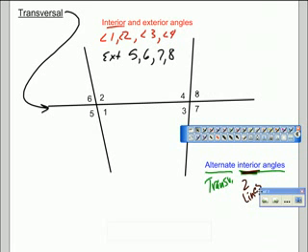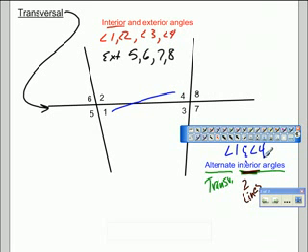So, which ones are interior? 1, 2, 3, and 4, correct? We listed those already. Which ones alternate? Well, 1 alternates with which? 4. So what I'm looking at is those that alternate on either side of the transversal. So 1 and 4. Angle 1 and angle 4 are alternate interiors to one another.